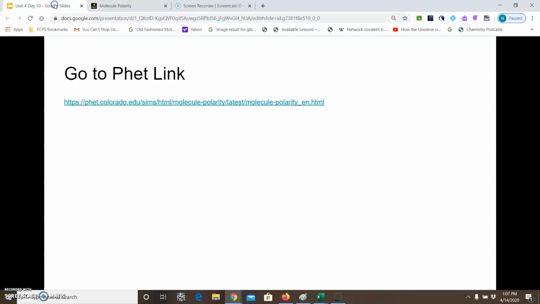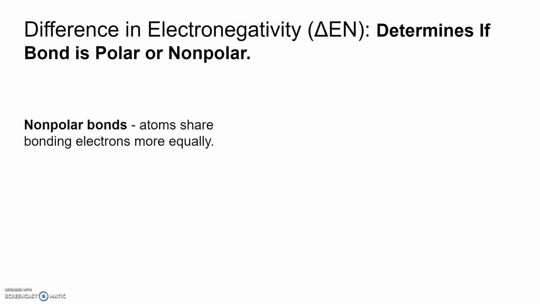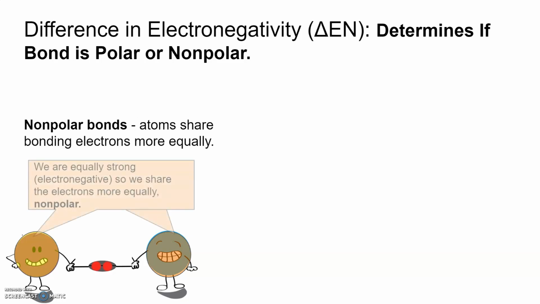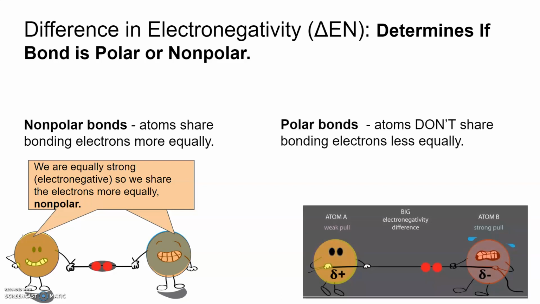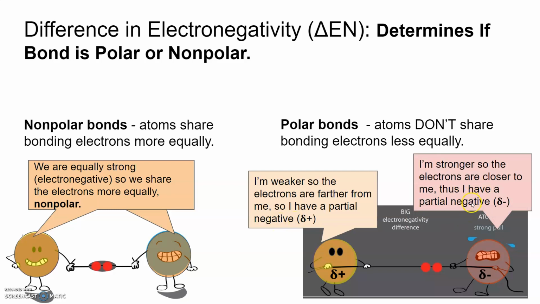So let's summarize some of the things that we've covered here. The main thing is the difference in electronegativity determines if a bond is polar or nonpolar. Nonpolar bonds or diatomic molecules share the electrons more equally, so there won't be a positive or negative side. However, in a polar molecule or bond, they don't share the electrons equally, and so the less electronegative atom becomes partial positive. That should say positive, by the way. And the more electronegative atom, the stronger one, becomes partial negative.